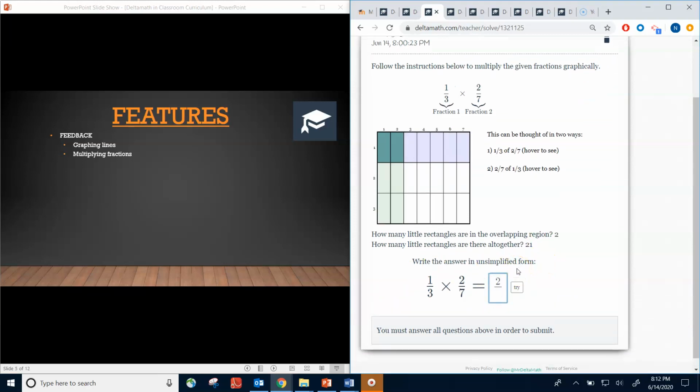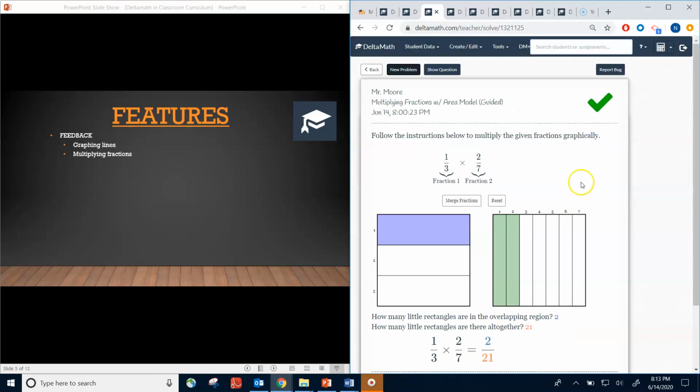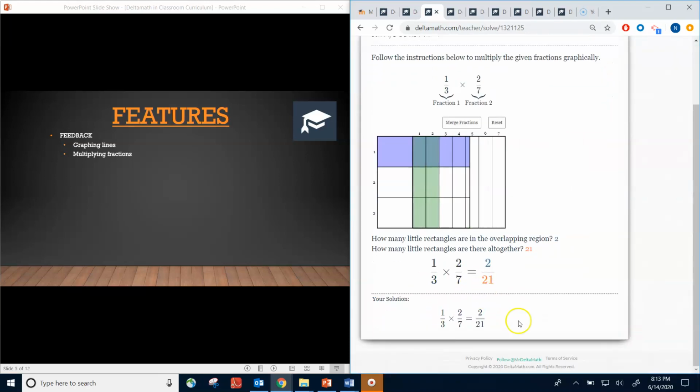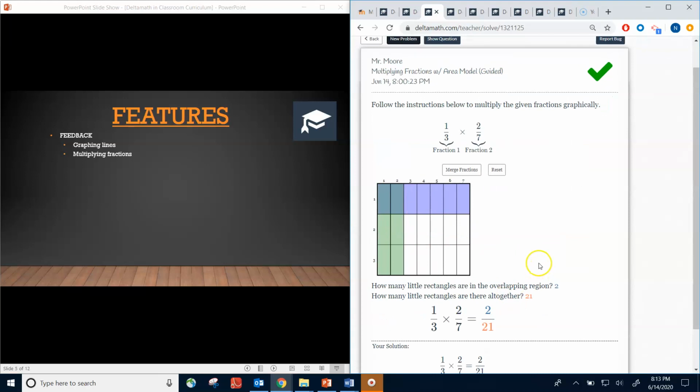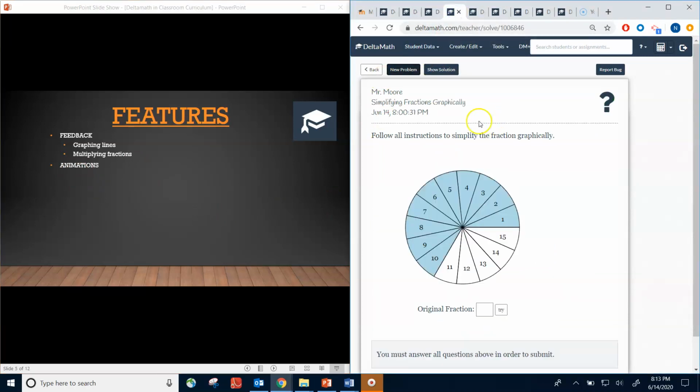Would be 2 over 21. Try that. Submit your answer. Yes. And there we go. So it will tell you to simplify them too if you need to, and it will break that down. Some other great features are animations that it has. For instance, let's look at this one about simplifying fractions graphically.